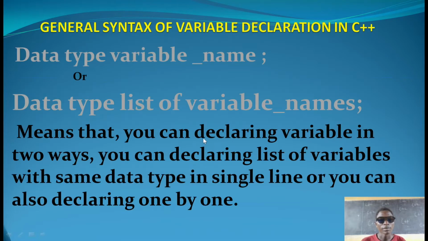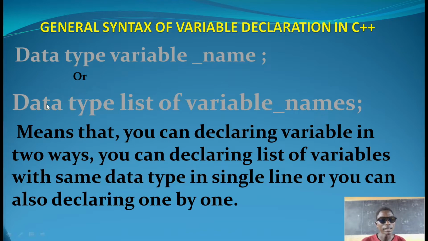Thirdly, we have seen the general syntax of variable declaration in C++. There are two ways of variable declaration in C++. First, we start with data type, variable name, and then semicolon.